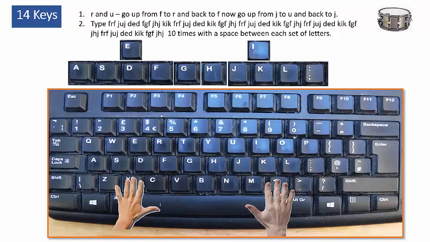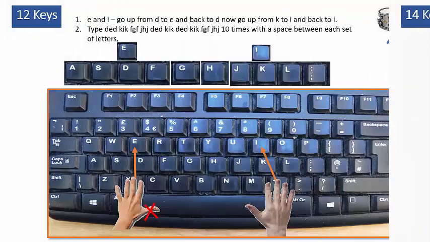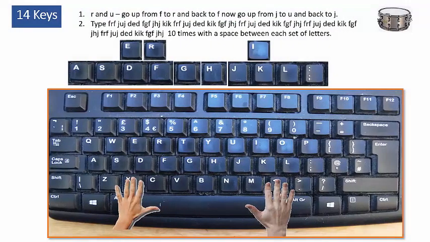Now, this time we're taking on another 2 letters. R, which is above the F, and U, which is above the J. So you're going F, R, F, space, J, U, J, space.